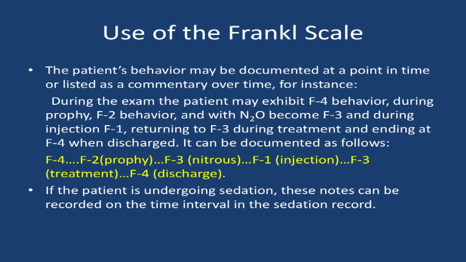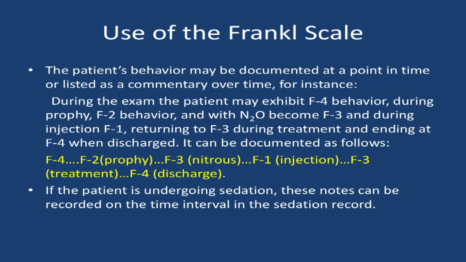The Frankel score can be used linearly, and we'll describe it here for you. The patient's behavior may be documented at a point in time or listed as a commentary over time. For instance, during the exam, the patient may exhibit F4 behavior, during the prophy F2 behavior, and with nitrous becomes F3, and during injection, F1, returning to F3 during treatment, and ending at F4 when discharged. It can be documented as follows.